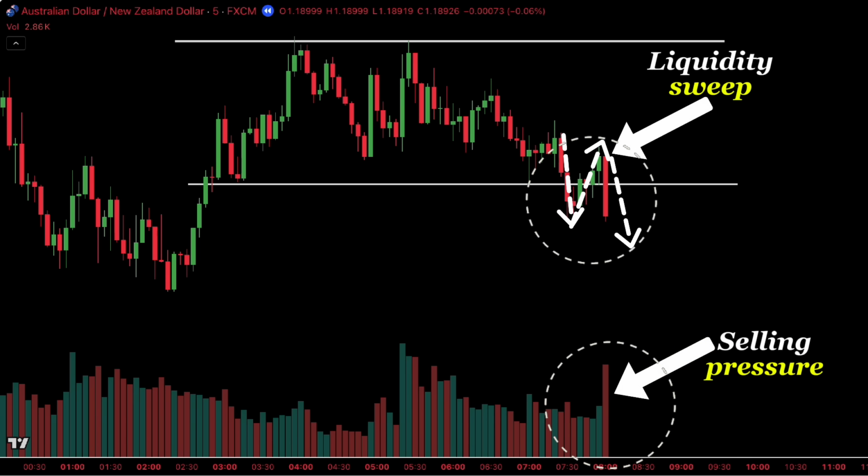You can clearly see a strong increase in selling pressure, which confirms that sellers are actively entering the market after the trap. This strengthens your setup. Now let's switch to the higher time frame.